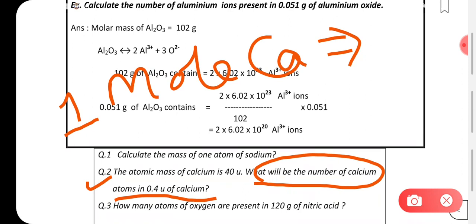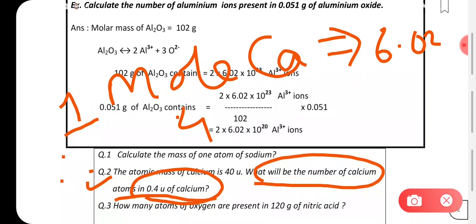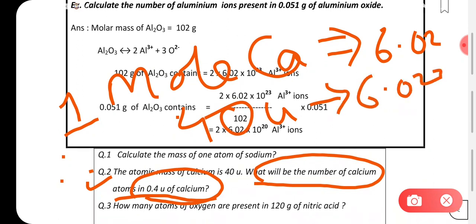So 1 mole of calcium contains that many, 6.022 into 10 power 23, therefore you write it in full: 1 mole of calcium has these many atoms, fine. So what will be the number of atoms in 0.4 atomic mass unit? Now we have to relate this. 1 mole of calcium means what? Calcium has an atomic mass of 40 U. We can write 40 U or 40 grams. So 1 mole can be written as 40. So 40 U of calcium has Avogadro's number, 6.022 into 10 power 23.